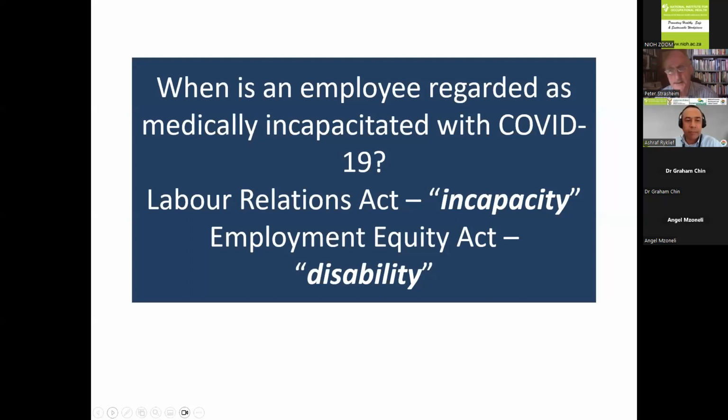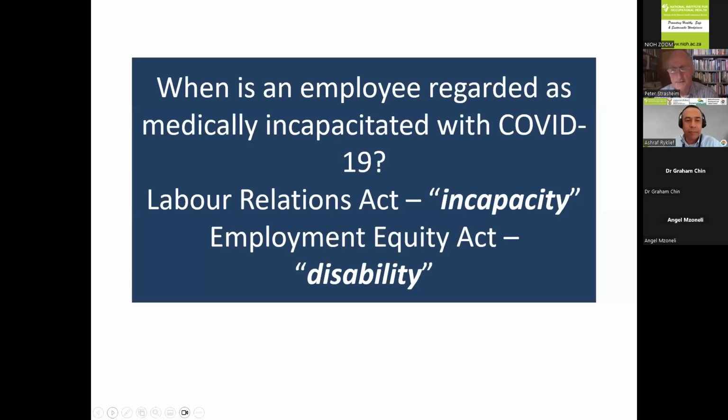Now, who distinguishes between whether the person is disabled or incapacitated? And that's not the employer, not human resources, not industrial relations, but a medical practitioner properly qualified in the field. And remember, working out whether the person is disabled or incapacitated is partly, as you would, if you're medically qualified, already know, partly a medical question and partly a functional capacity question.